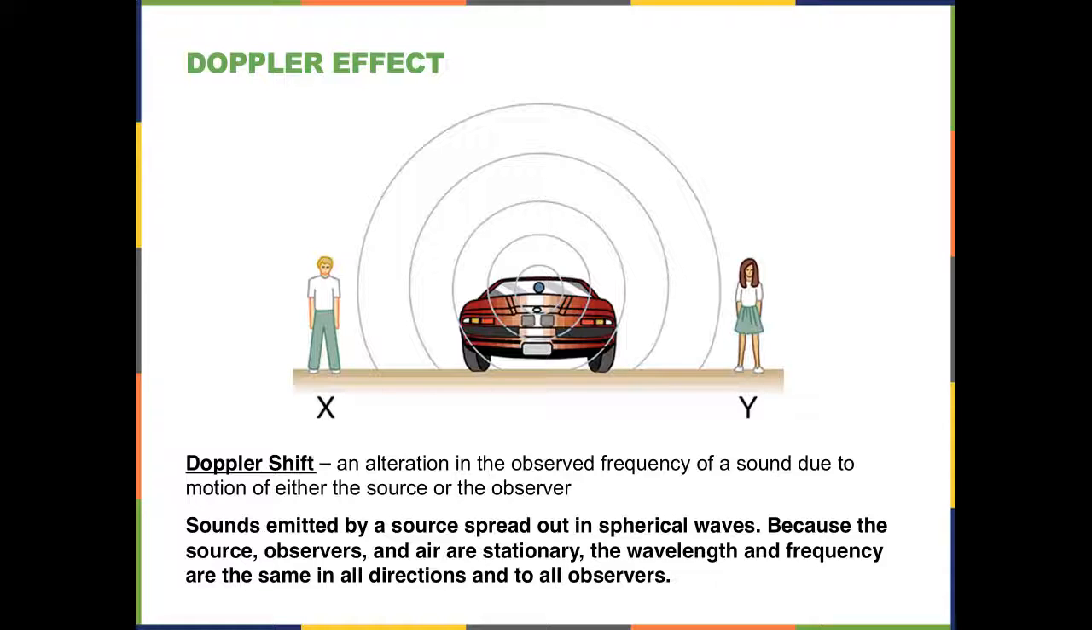Sound is emitted by a source and it is emitted in spherical waves. Because the source, observers, and air are stationary, in this case, the frequency and wavelength are the same in all directions to all observers. So everything is stationary here, so the frequency and the wavelengths do not change.